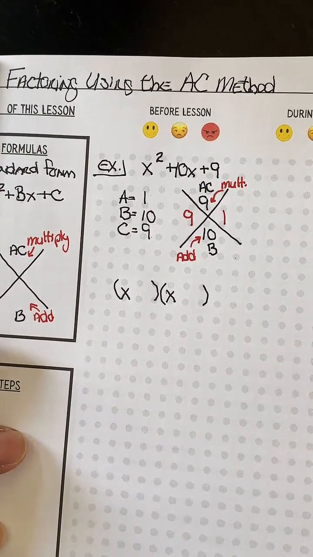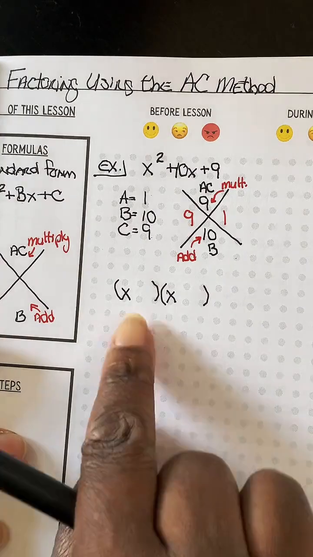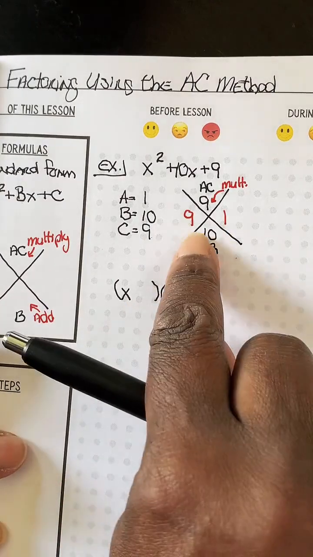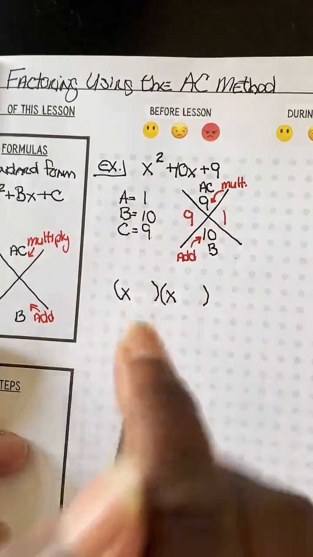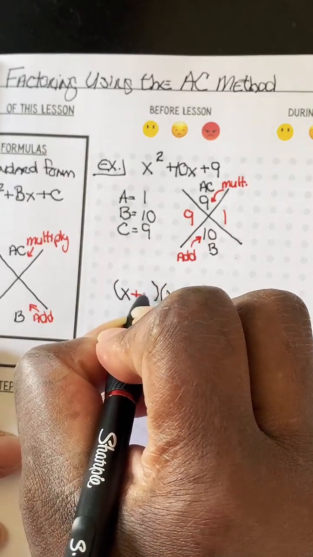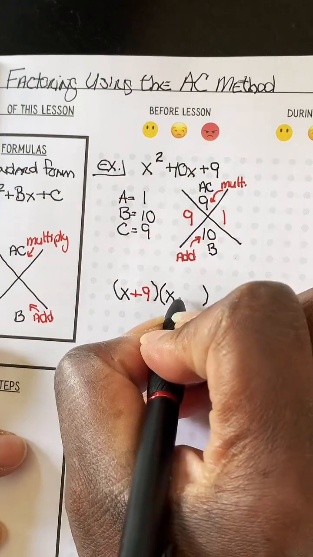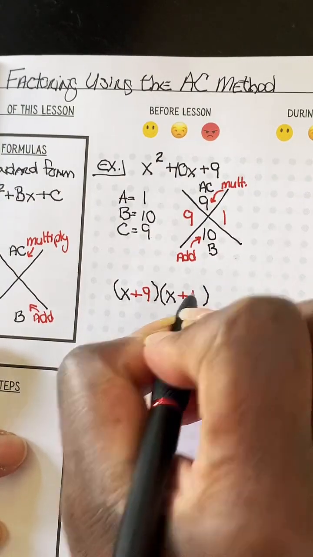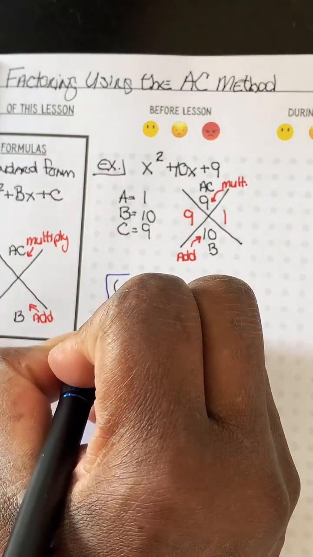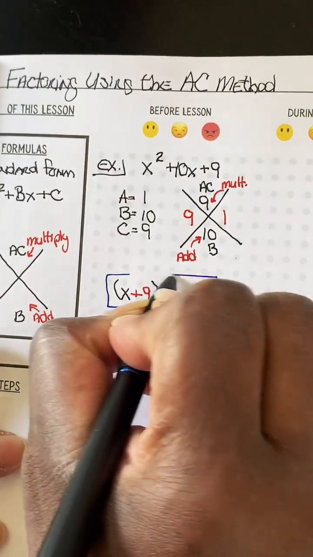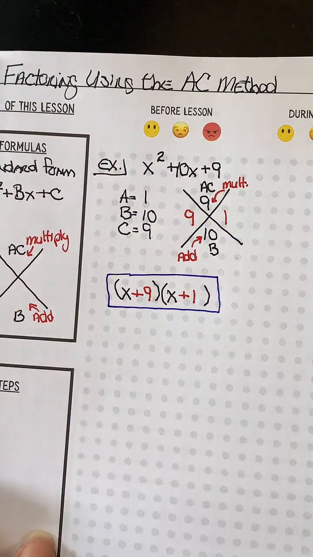Just split your x's, right? Now, the two numbers to complete those two factors are what we have in red. We have a positive 9, so I'm going to put plus 9. And we have a positive 1, so I'm going to put a plus 1. And guess what, ladies and gentlemen? These are the two factors that are equivalent to this expression.